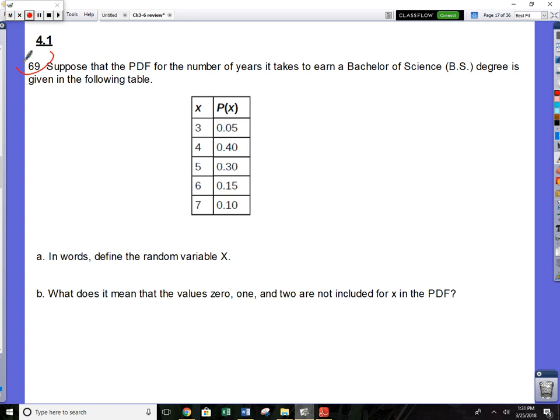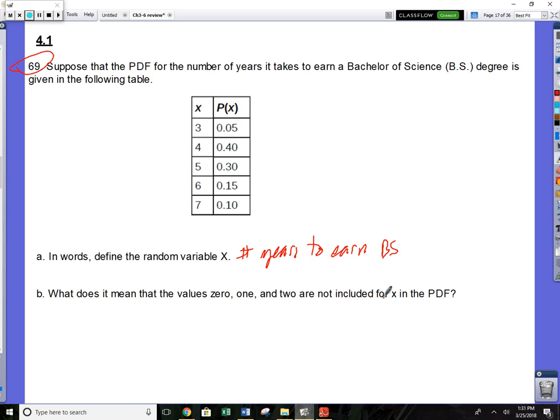Okay, so problem number 69 from your homework. Suppose that this PDF is representing the number of years that it takes to earn a Bachelor's of Science degree. So BS, that's usually a 4-year degree from any college or university. A, in words, define the random variable x. So these are little x, 3 years, 4 years, 5 years. So big X is going to be the number of years to earn a bachelor's.